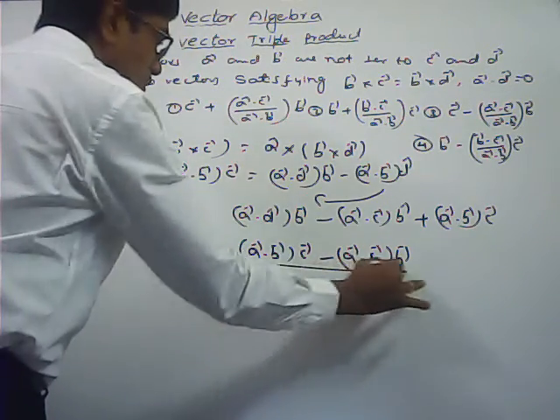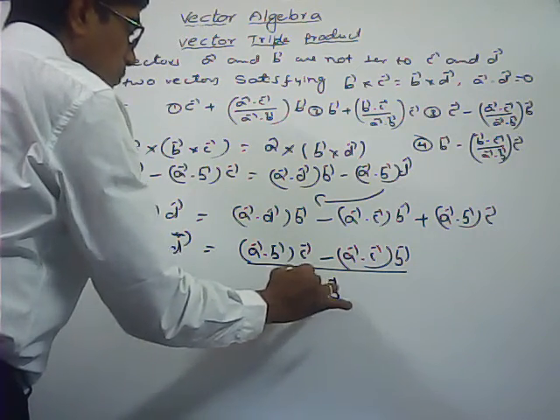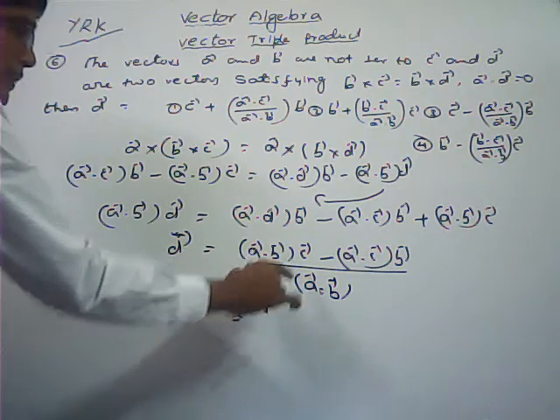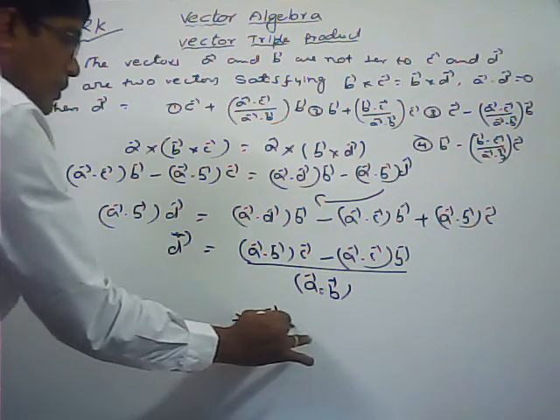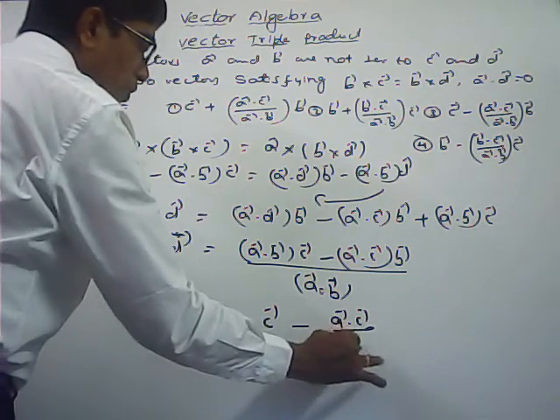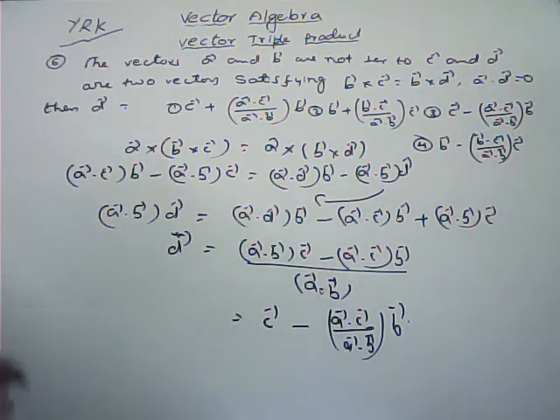You can transpose this here, A bar dot B bar. You can write separately; this one by this one, these two get cancelled. Here we get C bar minus A bar dot C bar by A bar dot B bar into B bar. So the third option is the correct one.